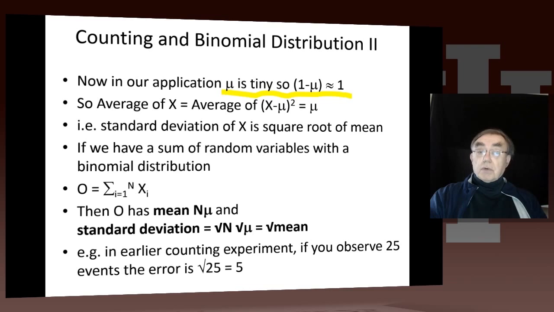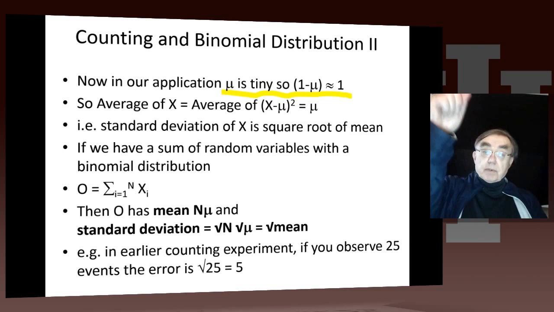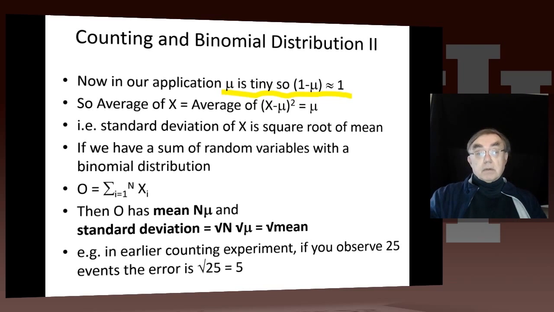So if we now do what we do with a histogram, which is to count the number of times we populate a particular bin, then we calculate the sum of the x's, and this thing called O, the number of points in the histogram, has a mean which is n times mu, and a standard deviation which is square root of n. That's because it's the sum of n events, and so we always know that we get a square root of n when we add them up, times the standard deviation of x, which is square root of mu.